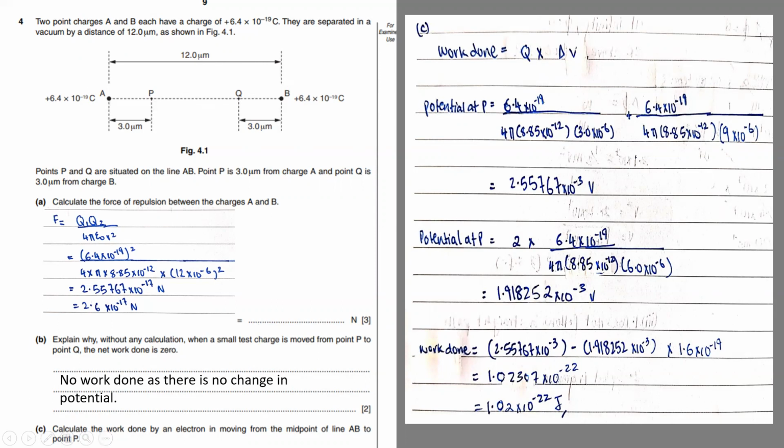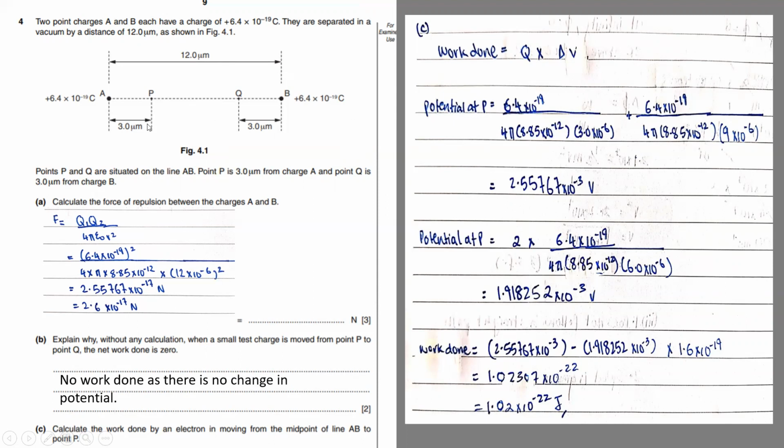You could also just write that they are equipotential points. You will get marks for that too. Calculate the work done by an electron in moving from the midpoint of AB to point P. Take note that it's from the midpoint of AB to point P. So you have to find the potential at P and then the potential at the midpoint. Potential at P is pretty simple. You have to use the equation Q over 4 pi permittivity of free space and R.